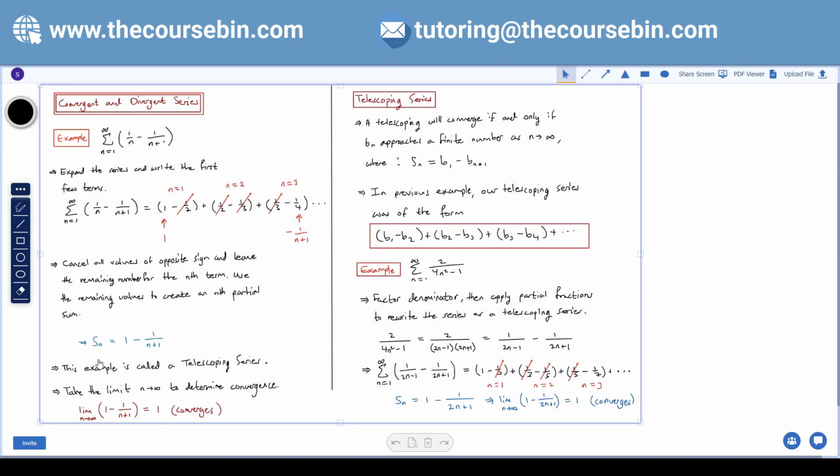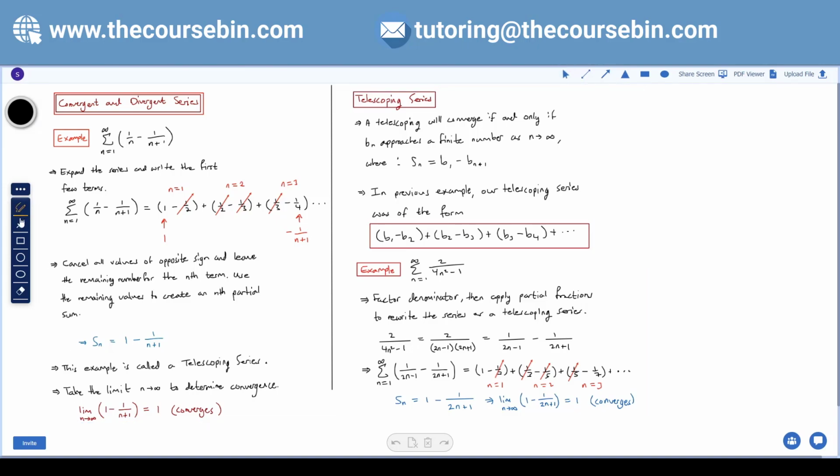And then from there, to determine whether the series converges or not, all we do is just take the limit of the partial sum, right? So we take the limit as n goes to infinity. And if we get a finite value, then the series converges, and it converges to that value. Okay, so that's what a telescoping series is, right? A series that comes in the form b1 minus b2 plus b2 minus b3 and so on. We did another example on that.